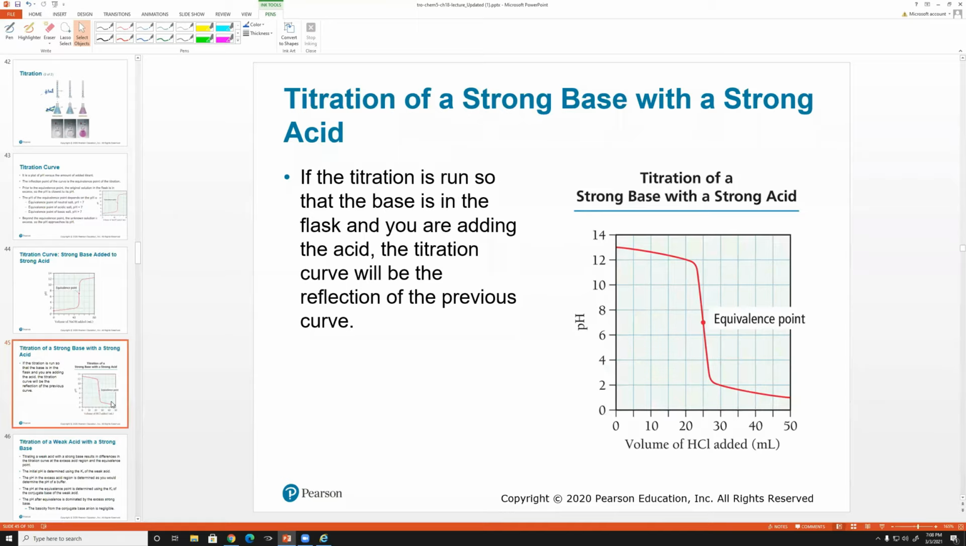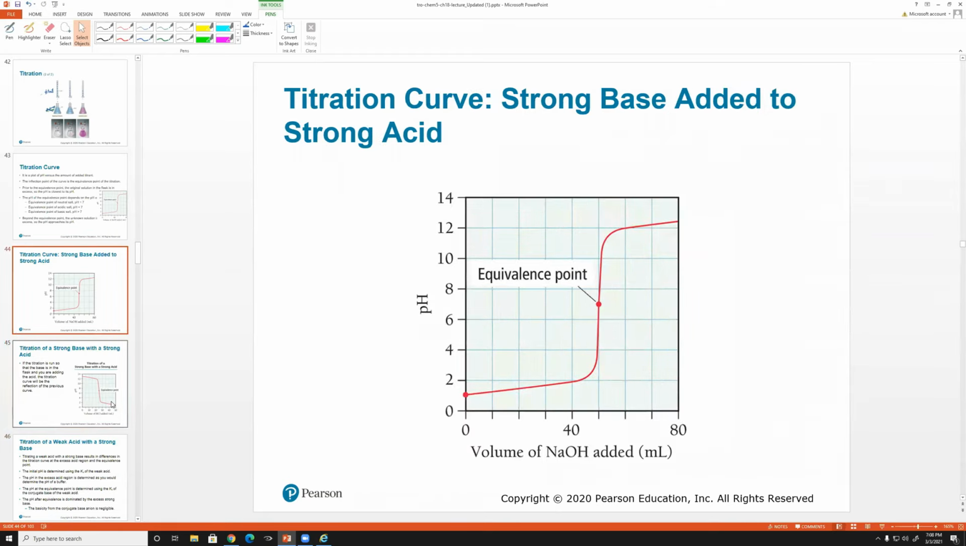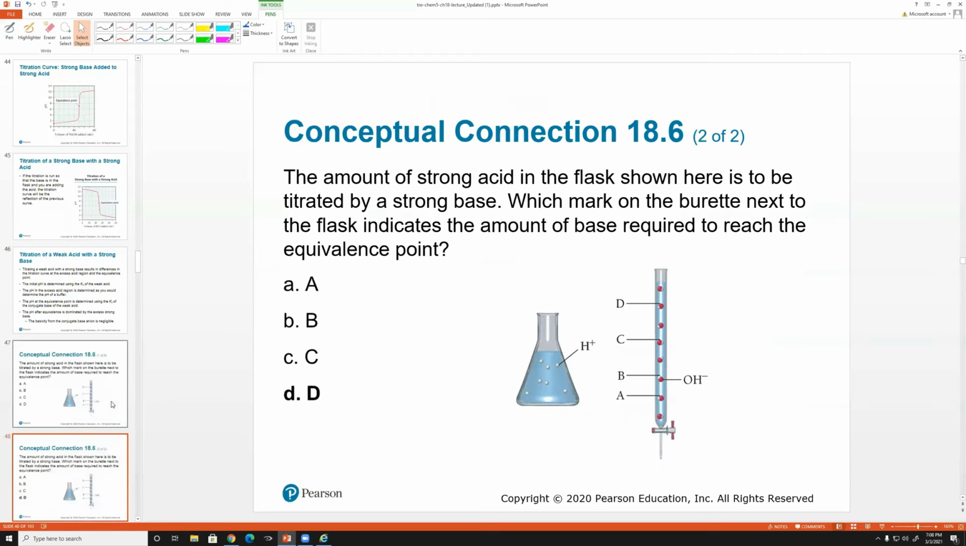All right, so titrating a strong base with a strong acid is very simple to do compared to the weak ones because we don't have to use the ICE charts. But we can do an example of that. And basically, it's using our stoichiometry. We'll do the example first, actually.